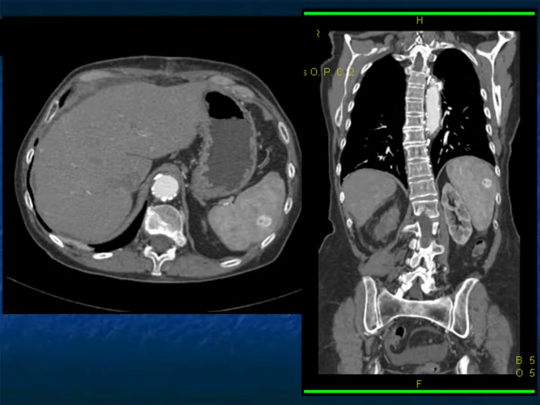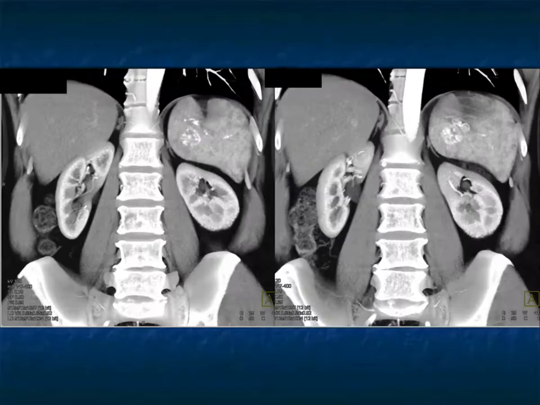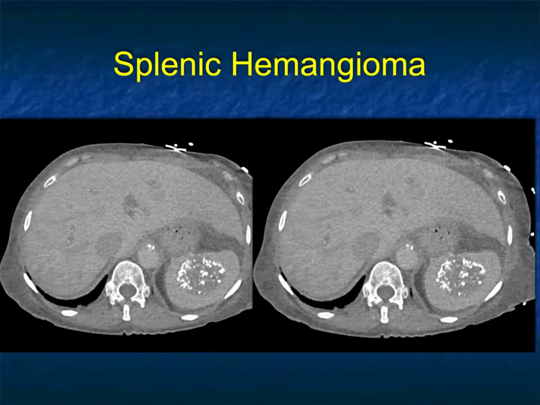So it is not always going to be the easiest thing, but the majority of cases are going to be benign. And hemangioma, that would be a good example. Here's another hemangioma in the posterior right portion of the spleen. Slightly irregular, very bright peripheral enhancement. Here it is again on the volume views.